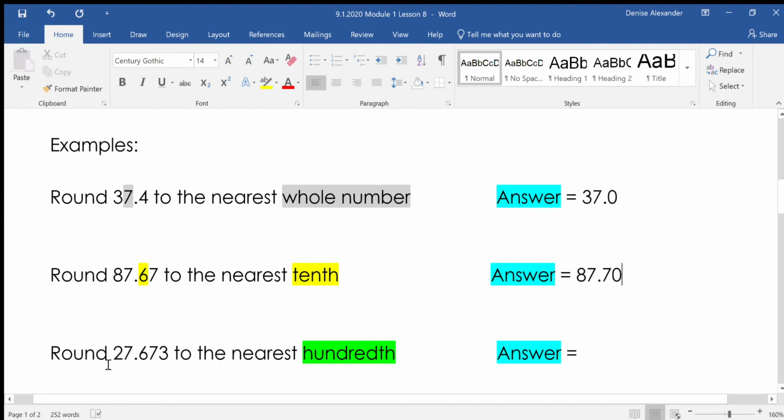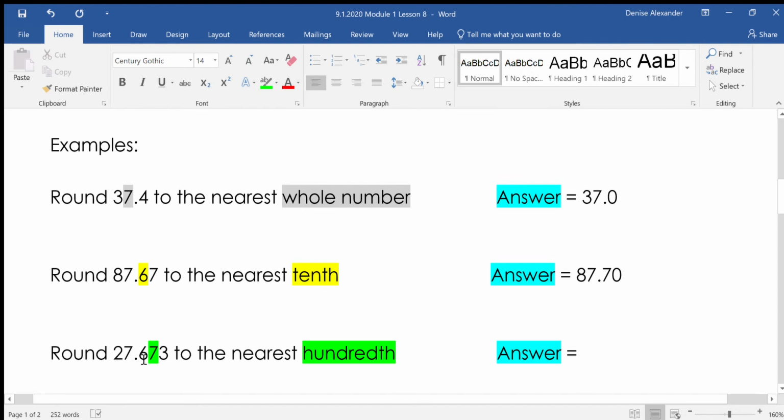Now yesterday we dealt with whole numbers and tenths. Today we're going to deal with tenths and hundredths. So we're going to round 27 and 673 thousandths to the nearest hundredth. I'm going to highlight the hundredth so I can see it. And remember, I know the hundredth because of my place value chart, it's 2 spaces behind the decimal.